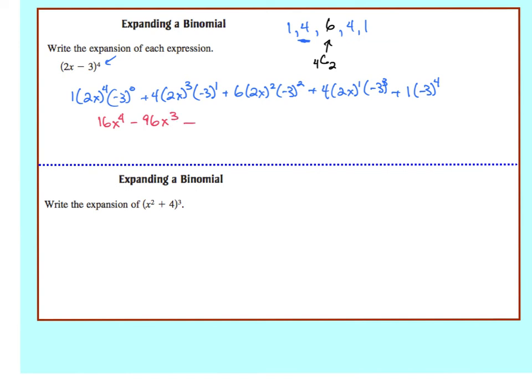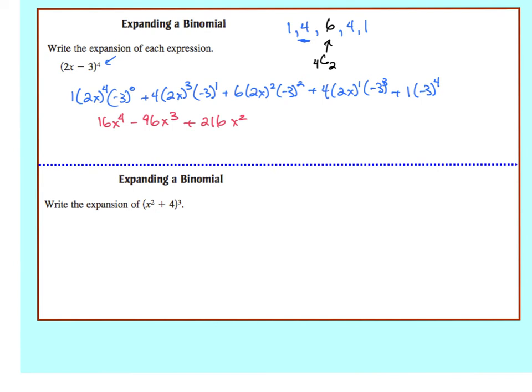Now we got to do a little bit of math here. So 2 to the power of 2 is 4. 4 times 6 is 24. And then -3 squared is 9. 9 times 24 is 216. x to the power of 2. You guys are more than welcome to use your calculators. You got them.